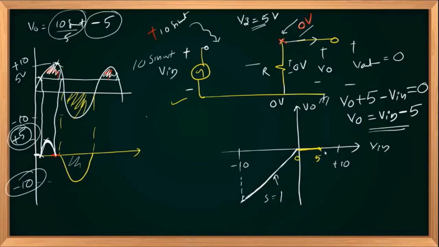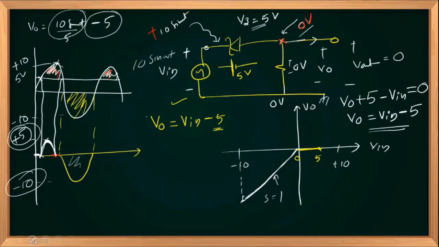When input is greater than 5 volts, you can easily write your V out as input V in minus 5, because the Zener diode was connected like this. It is in breakdown mode. When V in is greater than 5, it is replaced with a positive-negative 5 volts. So you have to subtract 5 from V in. And we are talking about positive values of V in.